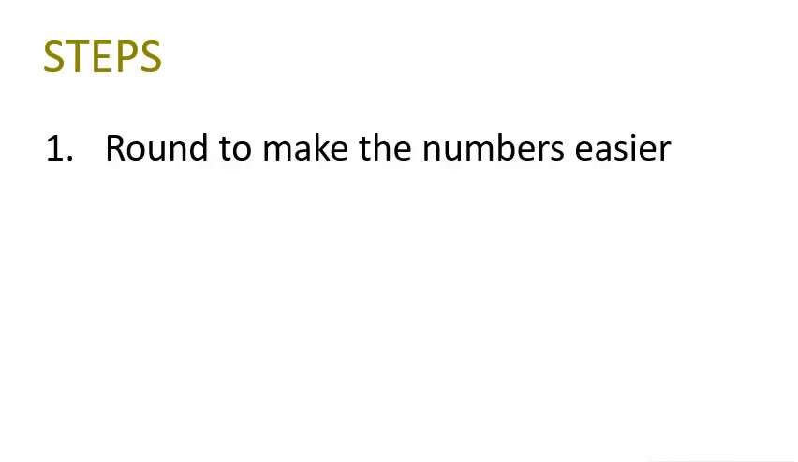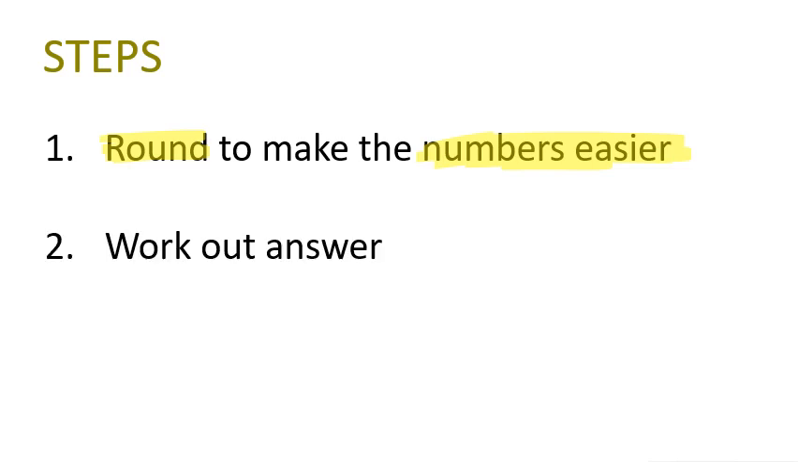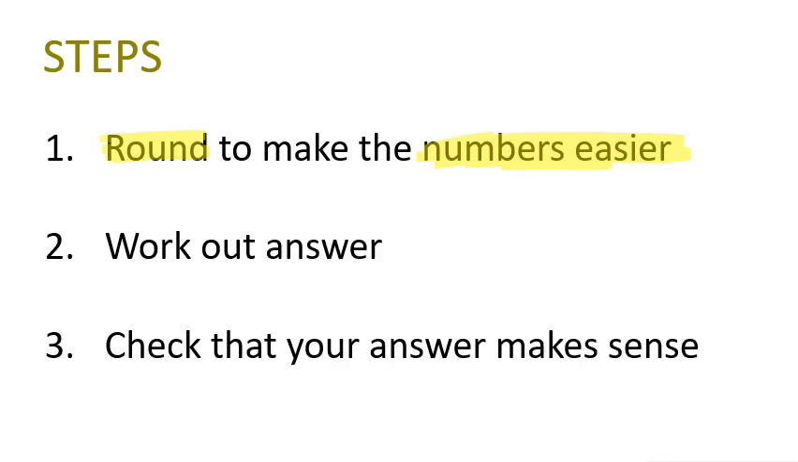These are the steps to estimating. We first need to round the numbers to make them easier to work with, numbers that we know how to add or subtract. Then work out the answer. And last, you need to check that your answer makes sense. If you're getting some really big number, but your numbers initially weren't big, then you think, I might have done something kind of wrong there. And then you can redo it.